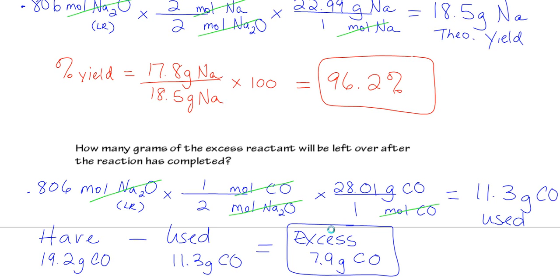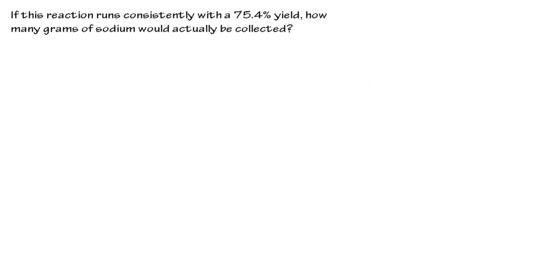Now the last little part of this, it's kind of a cute spin. What if we run this reaction 100 times. And in industry, this is really what they'll do. They'll run a reaction hundreds and hundreds of times so that they can get kind of a typical percent yield. This reaction consistently runs at a 75.4% yield. So we must have just had a really good trial. How many grams of sodium would you actually collect?